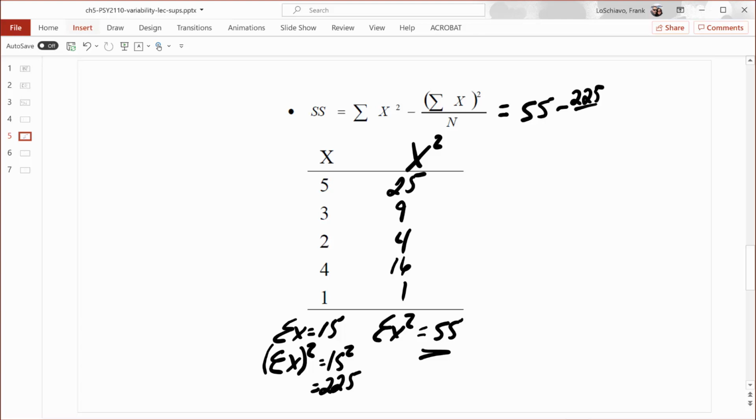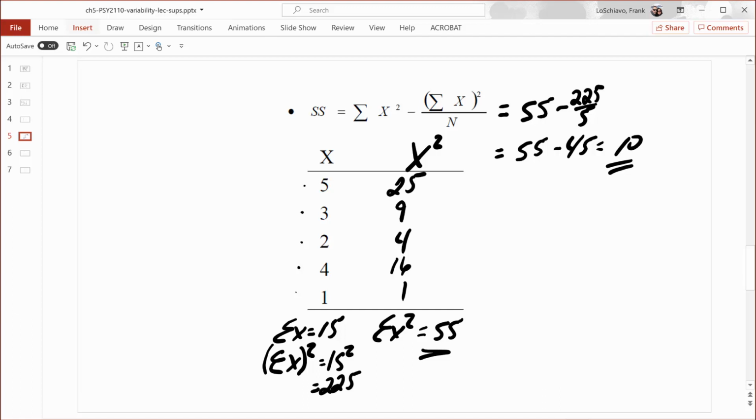And according to the formula, we need to divide by n. And keep in mind, n is based on 1, 2, 3, 4, 5 different data points. So we're dividing by 5. All we need to do now is simplify and solve that. We've got 55 minus this fraction, 225 divided by 5. I'm just going to use my hand calculator. 225 divided by 5 equals 45. And of course, 55 minus 45 equals 10. So my friends, the sum of squares equals 10.